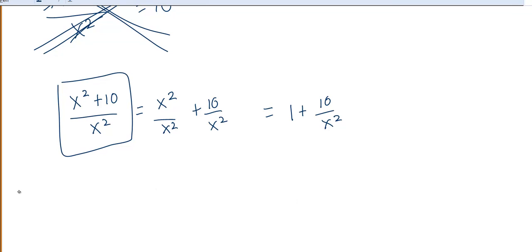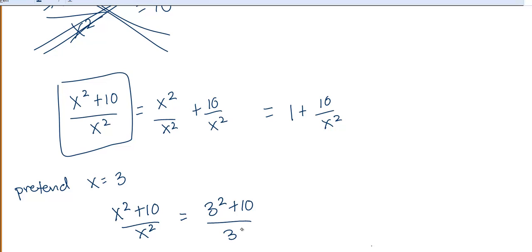So let's just pretend that x equals, pick any number, let's say 3. And let's see what would happen. So then x squared plus 10 over x squared would equal 3 squared plus 10 over 3 squared, or 9 plus 10, or 19, over 3 squared, 9. 19 over 9. And just to make it easier to compare, let's do 19 over 9 in our calculator to figure out that this is 2.111.